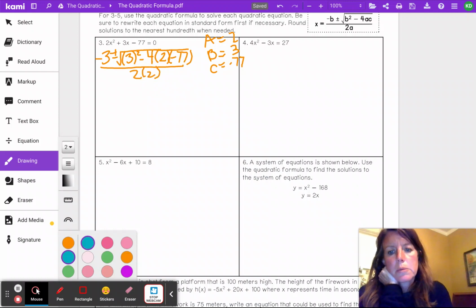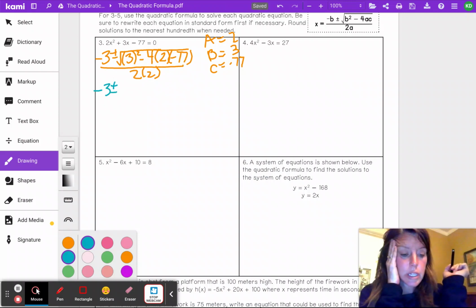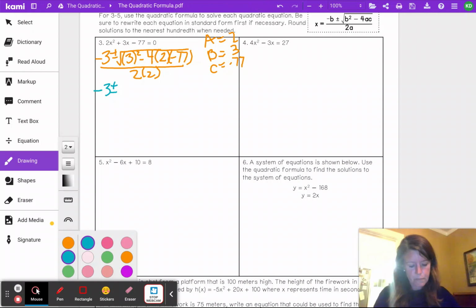All right, next step, I'm going to do another color. So negative 3 plus or minus, and this is what I was saying. You can just put all of this in your calculator. It just makes life a lot easier.